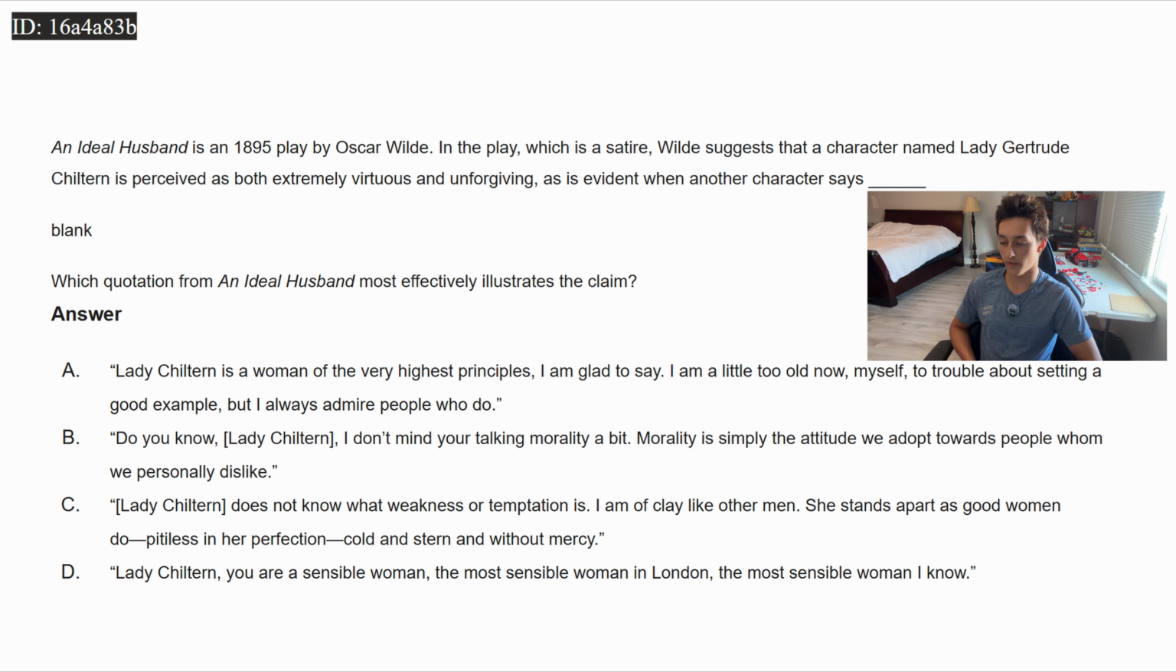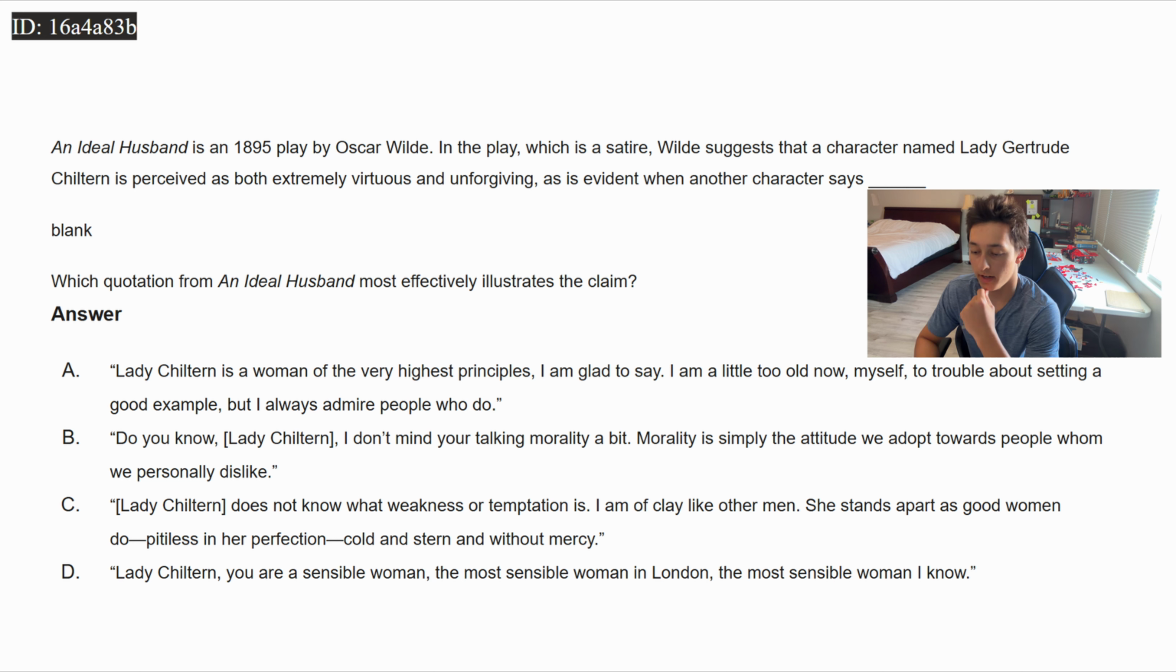Alright, so we're trying to find a quote that most effectively illustrates the claim. The claim is, this lady is perceived as virtuous and unforgiving. That's what we are trying to prove. Virtuous and unforgiving. So I don't honestly really know what virtuous means, so we're gonna look at unforgiving because that one's much more clear. And our guess here is basically just finding something where she is unforgiving. That's what I'm looking for in the answer choices.